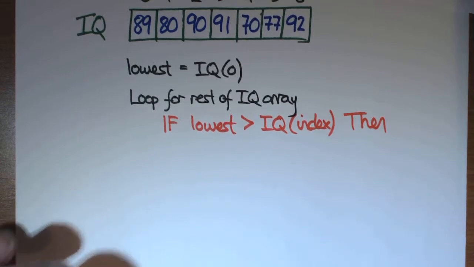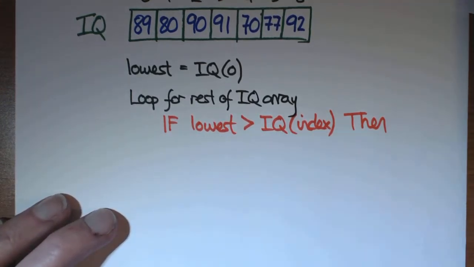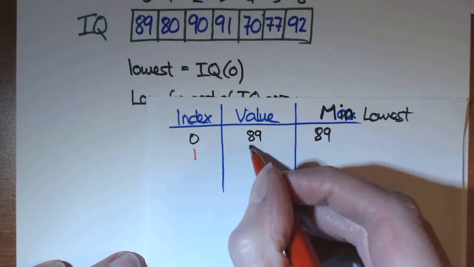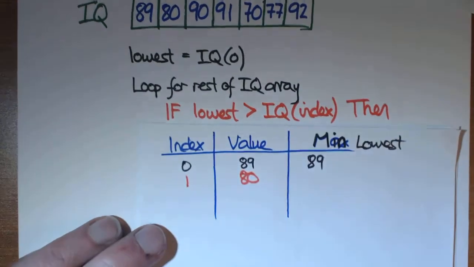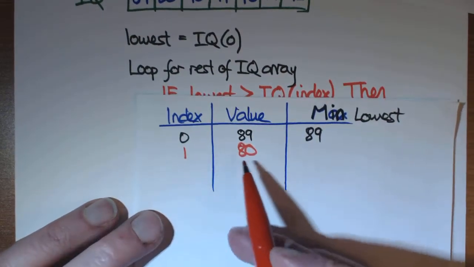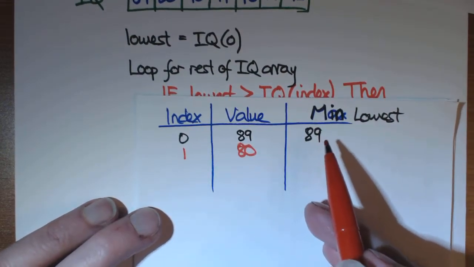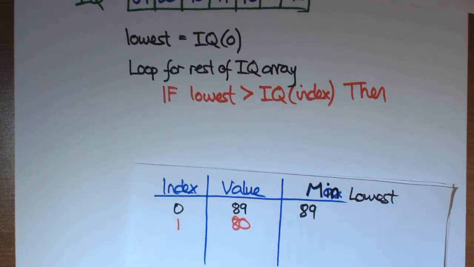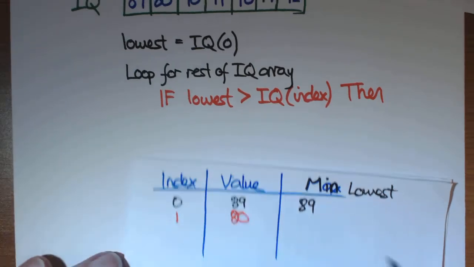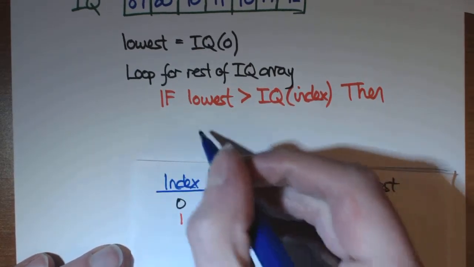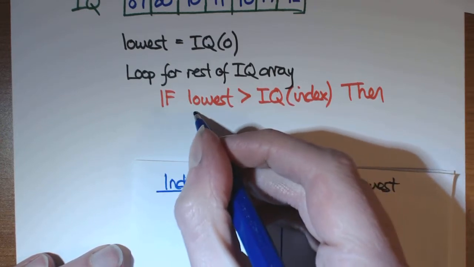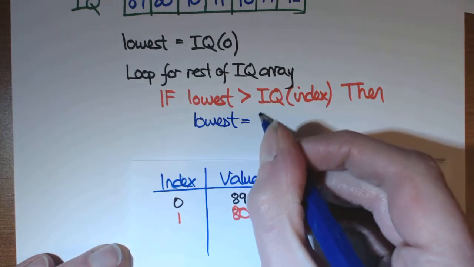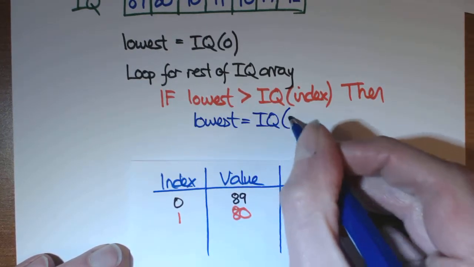Okay, so if what we're currently looking at, which is index equals 1 now, in that value, all that's saying is if 80 is smaller than what we've got as lowest, well, it is, we then need to tell it just to save that as lowest. Okay, so it goes then lowest equals IQ index.